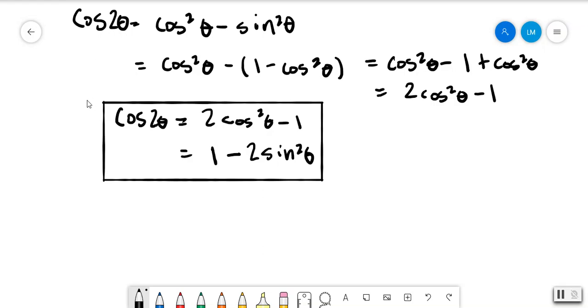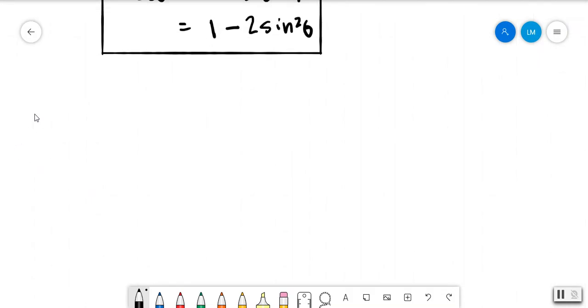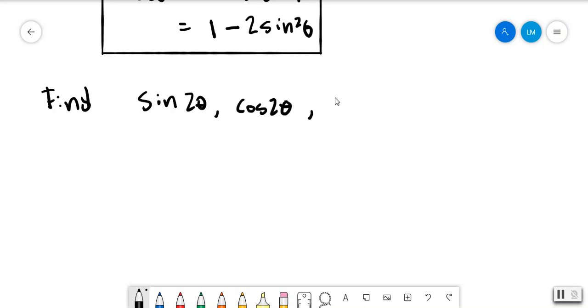Okay, so let's look at an example where we try to use this formula for the double angle. Now suppose that we look at, for example, the following expression. What we want to do is find sine 2 theta, cosine 2 theta, and while we're at it, let's just go ahead and find tangent of 2 theta.